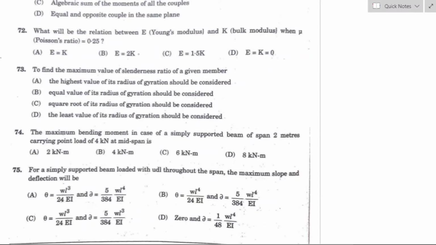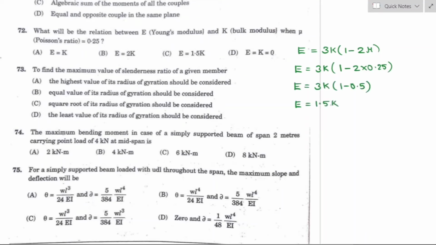Question number 72. What will be the relation between Young's modulus E and bulk modulus K when Poisson ratio value is 0.25? We know that from the elastic constant relationship, Young's modulus is equal to 3 times bulk modulus into 1 minus 2 times Poisson ratio. Poisson ratio value is given as 0.25. Substituting this, Young's modulus will be 1.5 times bulk modulus. So the right answer is option C.